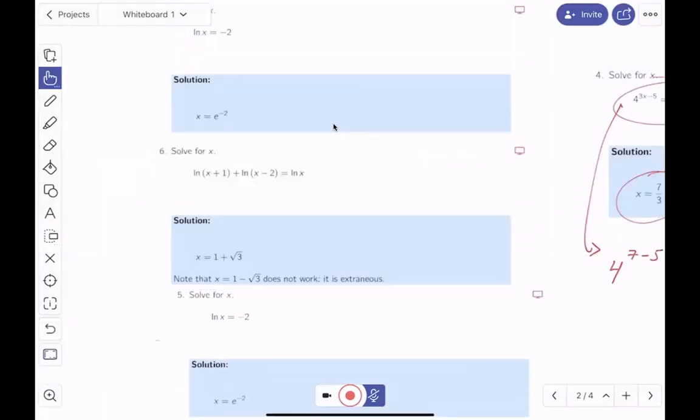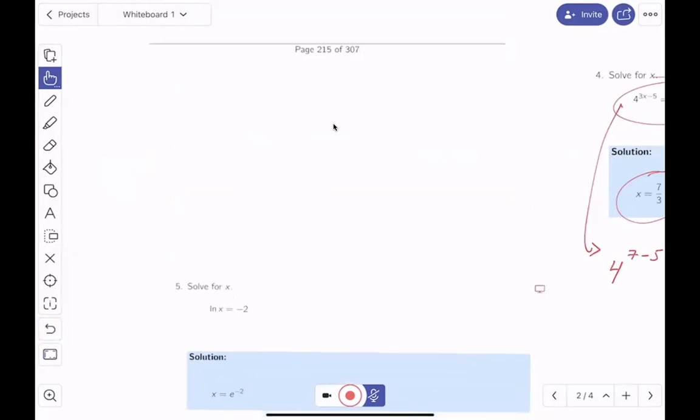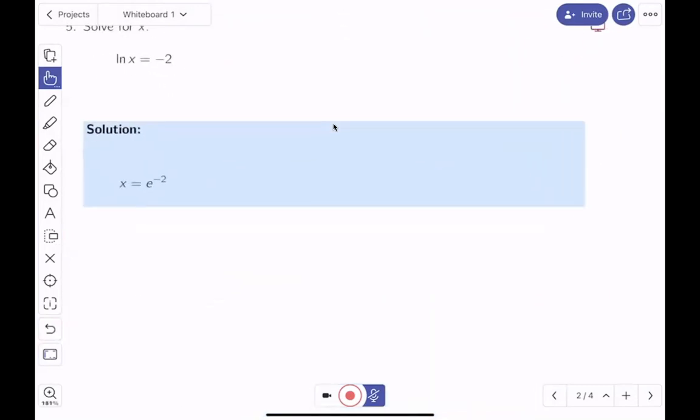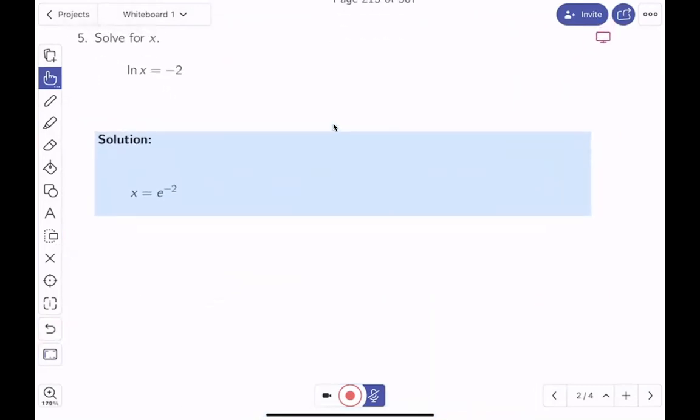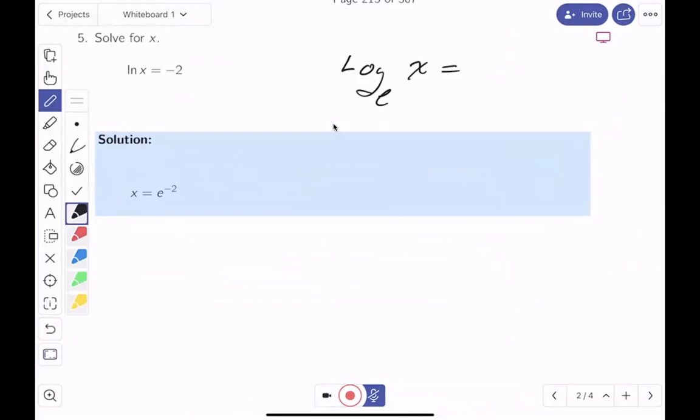And this one just simply says solve it. That's all it says. How would I do that? Well, I got to recognize that the natural log is log base e. I'll write that down for you. So log base e of x equals minus 2.